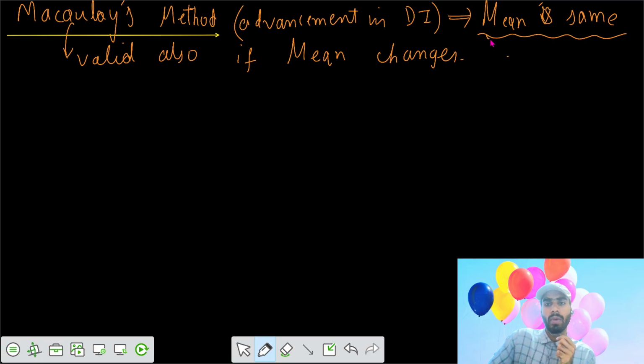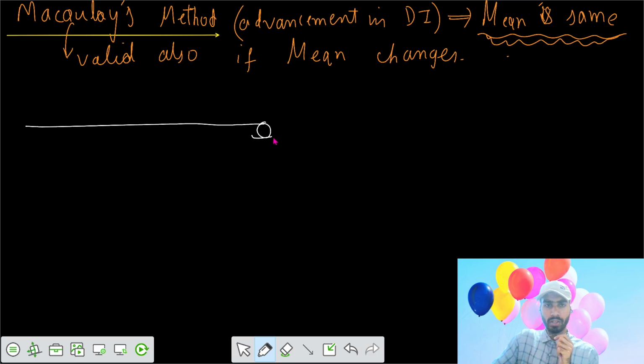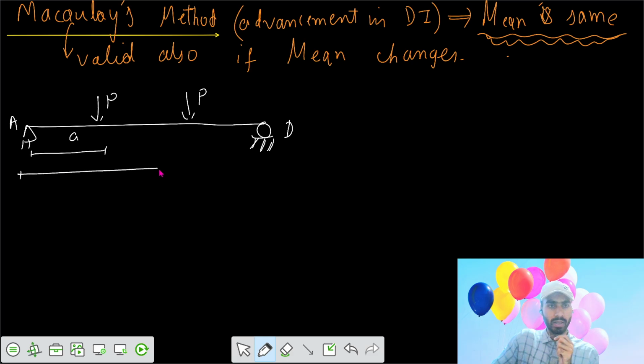But the moment equation we are writing is the same. Even if the moment equation changes, we are writing only one equation for the moment. Say we have this configuration of loading and beam. Here A, here B, here P and P. Say this is at distance a from A, this is at distance b from A, and this is at distance c from A.